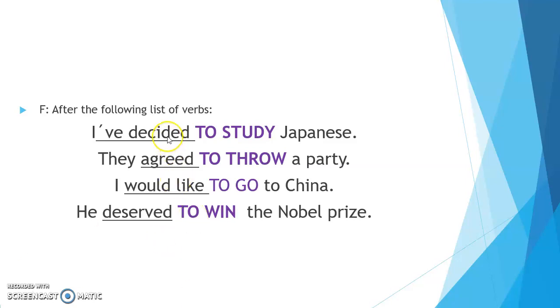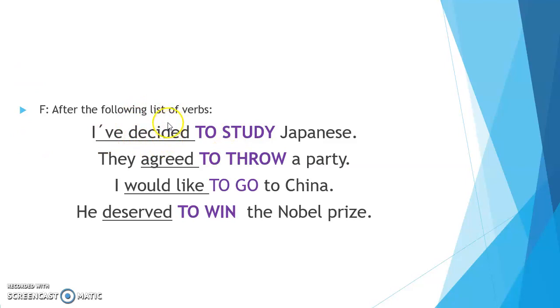Okay, here I only chose 4. You are going to find these verbs in the list that I am going to provide. Okay, but the idea is the following. Whenever you have a verb in the list, for example, decided, agreed, would like, and deserve, whenever you find this list of verbs, your following verb is the one that is going to be written in the to infinitive. For example, the verb decide is in the list. And if you want to use another verb in front of decide, the right form to write that verb is going to be the to infinitive. Okay? So for example, we are going to have, "I've decided to study Japanese."